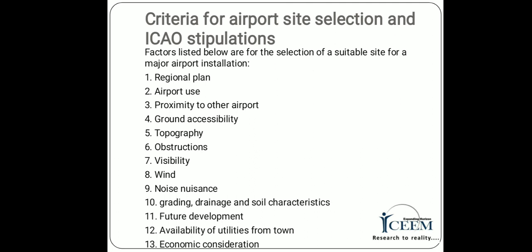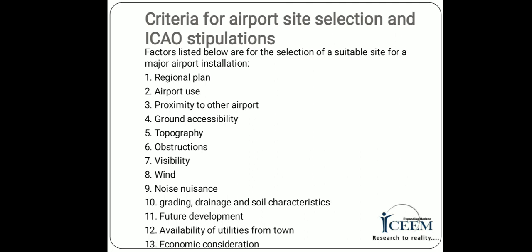We see in detail regional plan. The site selected should fit well into the regional plan, thereby forming an integral part of the national network of airports. Next one is airport use. The selection of site depends upon the use of an airport, whether civilian or for military operations. Next one is proximity to other airports.